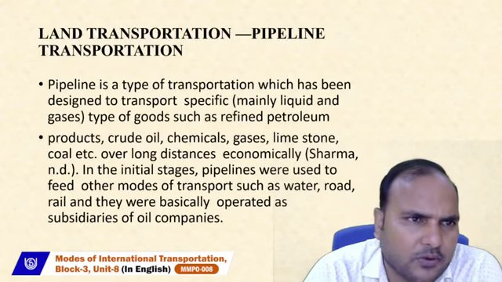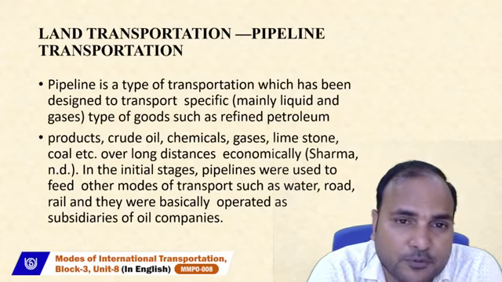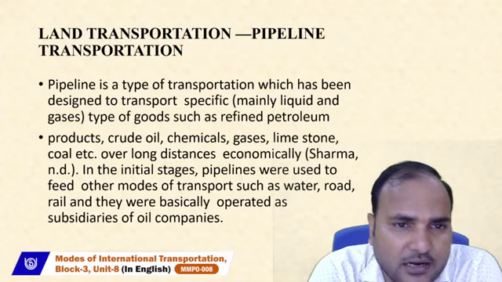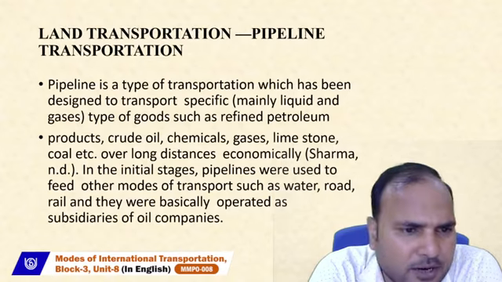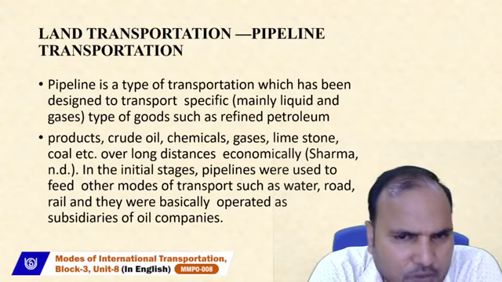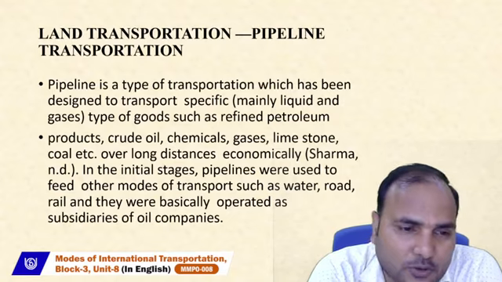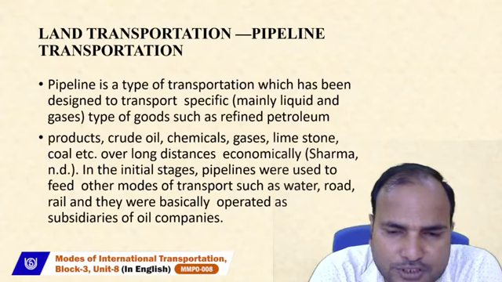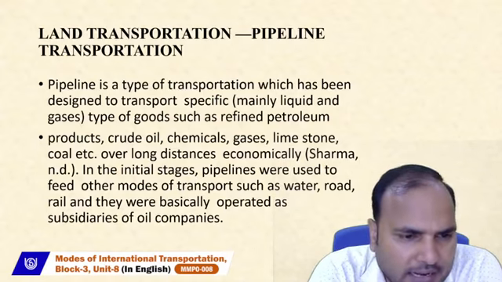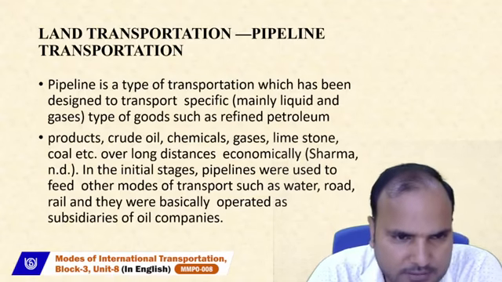And the last part is pipeline transportation. It is a type of transportation designed to transport specific types of goods such as refined petroleum products, crude oils, chemicals, gases, limestone, coal, etc. for long distances economically. In the initial stage, pipelines were used to feed other modes of transport such as water, road and rail, and they were operated as subsidiaries of oil companies.